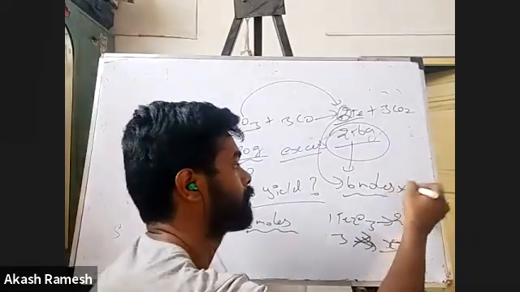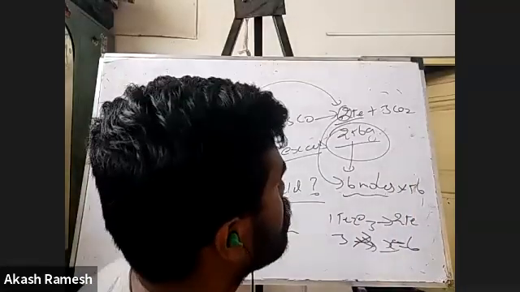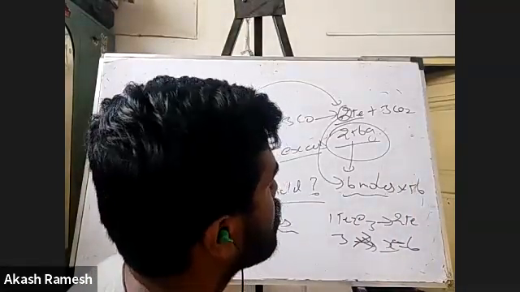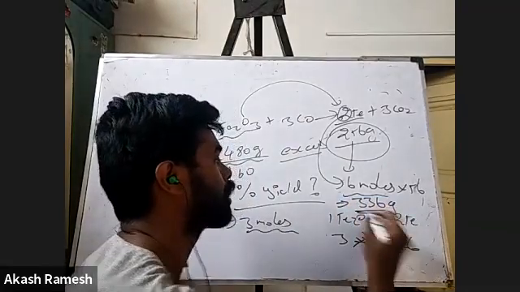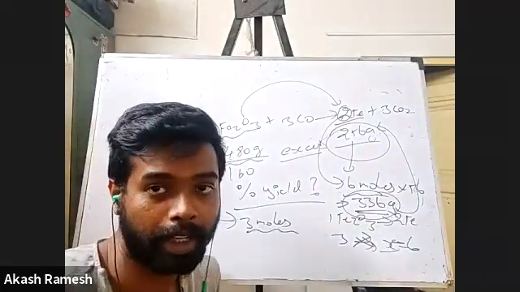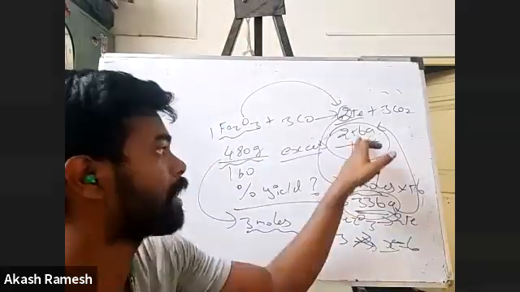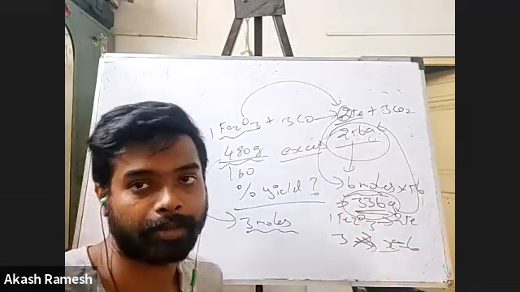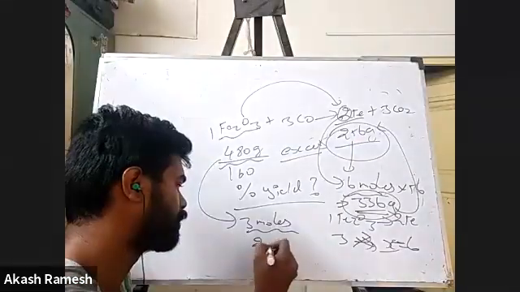So I have to multiply this by 56, so 6 into 56, 300 plus 36 will become 336 grams. I should have got 336 grams of Fe for 100% completion. But how much am I getting? I'm getting only 256. Now you can easily calculate the percentage.